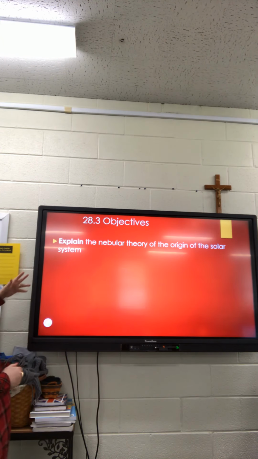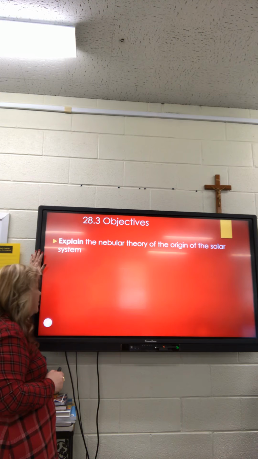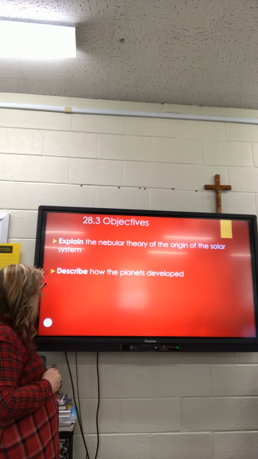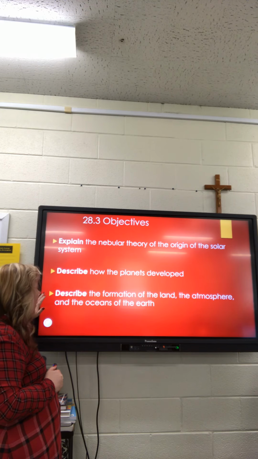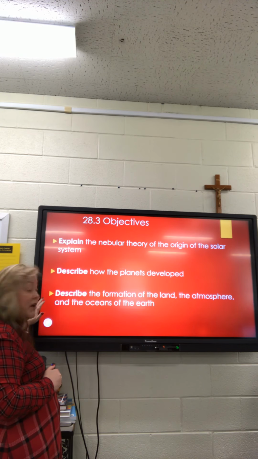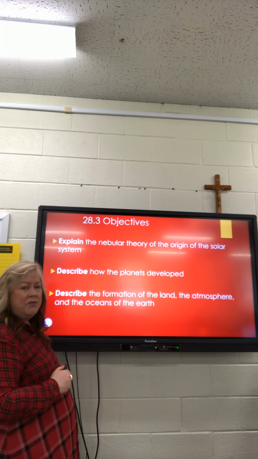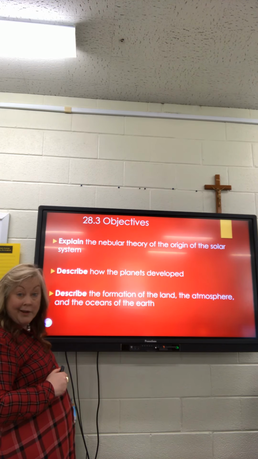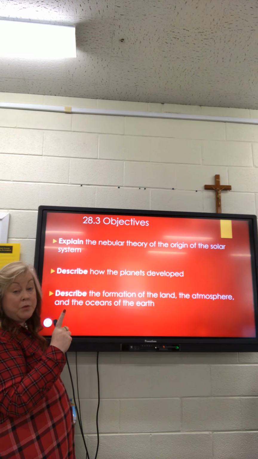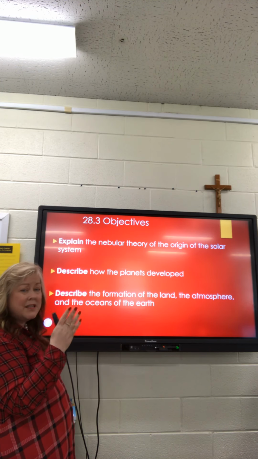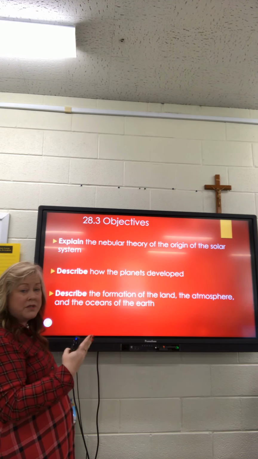The objectives in this section, we're going to talk about that nebular theory. We're going to talk about how our planets develop. We're going to talk about our land, our atmosphere, and our oceans of water here on Earth. Why is the Earth unique in the solar system? Well, we have an atmosphere with enough breathable oxygen to sustain life. We have water found in liquid form, and we have life. Earth is like the Cinderella planet in the solar system.